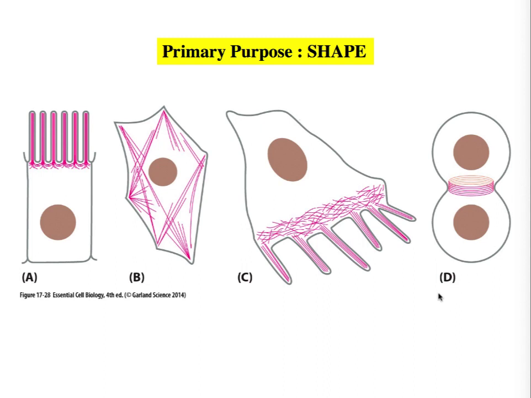And then finally, in Panel D, we see what happens during cell division. As the two daughter cells emerge from the mother cell, we get this belt of a contractile ring that appears and constricts until the two cells pinch off. We'll study Panel D in more detail in the next chapter.